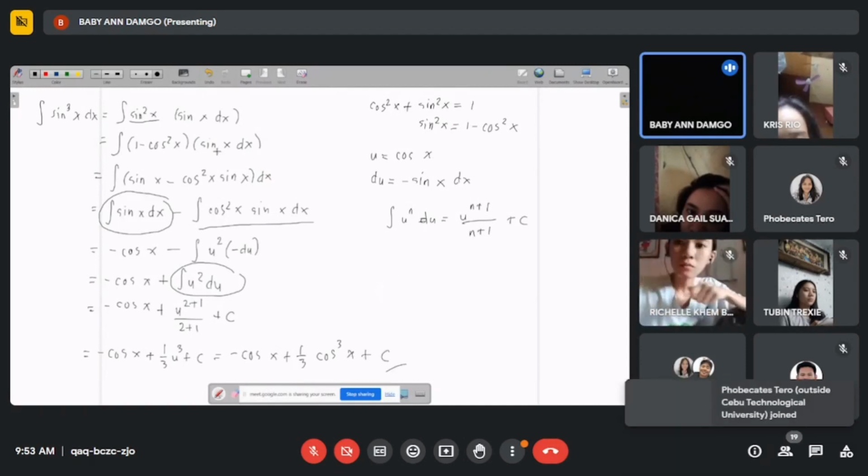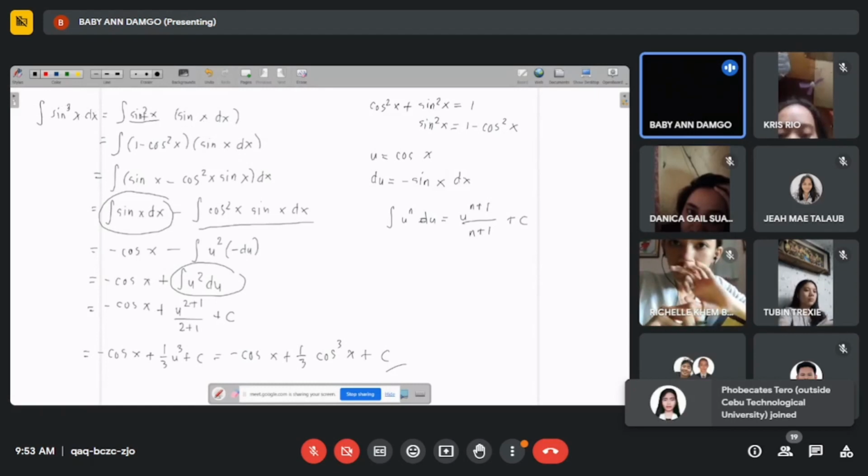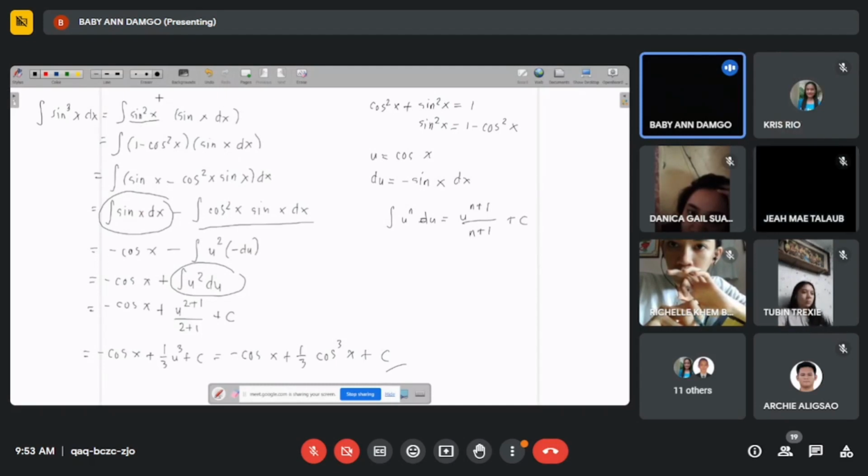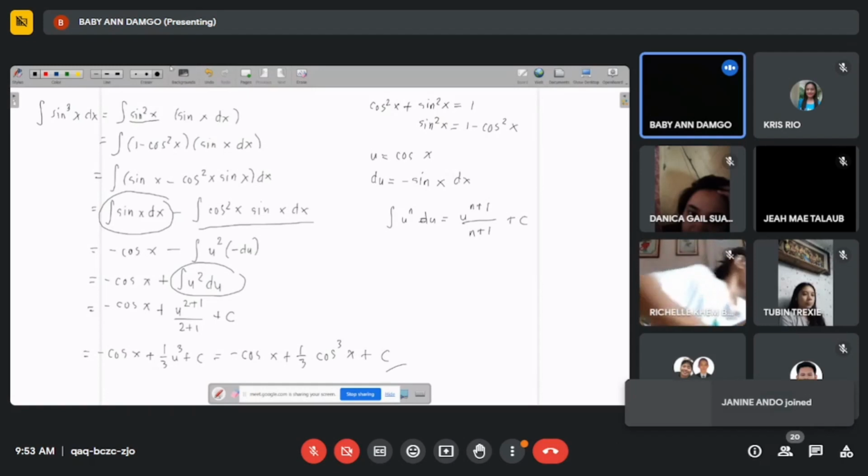Okay, so remember class, if the n is odd, then take out one sin x, and then the remaining one, convert into cosine. So if the given is cosine, then take out one cosine, and the remaining one, convert into sin squared x. Okay, question? No questions?